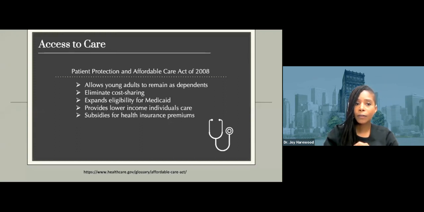It also allowed young adults to remain as dependents. So 26 and under, you were able to remain as a dependent, and what that meant is that you would have access to your parents' health insurance. Finally, it helps to support innovative medical care delivery systems that were supposed to lower the cost of healthcare. And if we think about some of those innovations we may have used at the height of quarantine periods in the pandemic, like telemedicine, those are ways that we can access care more affordably and more equitably.